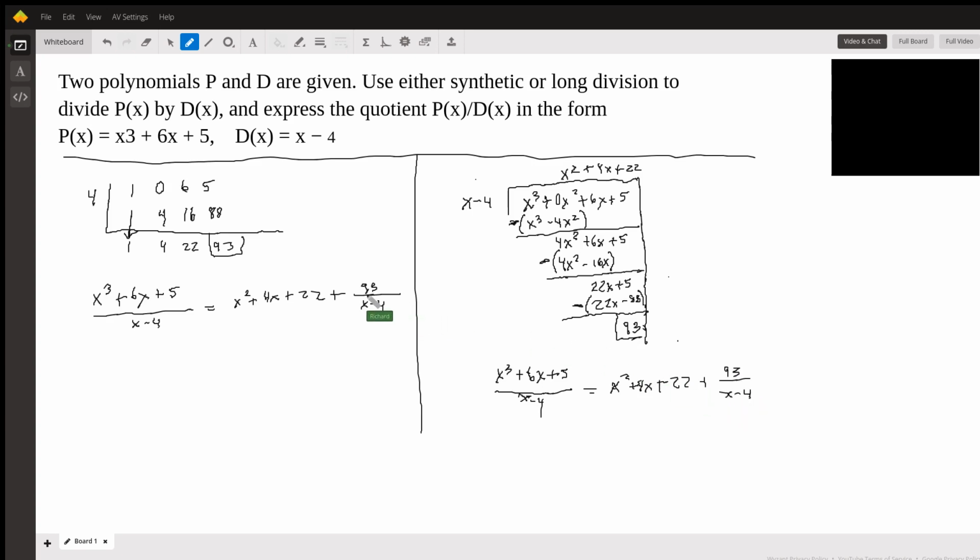And you see we get the same answer whether we do it with synthetic division or with long division. But you can see that the synthetic division is faster, which is why it's preferred. But remember, you can only do it when the denominator is linear. So that's it. That's the way to do these rational expressions where you have a polynomial divided by another polynomial.